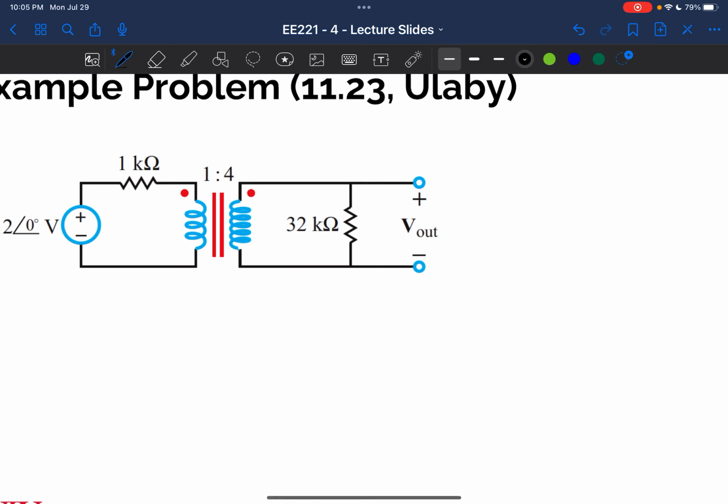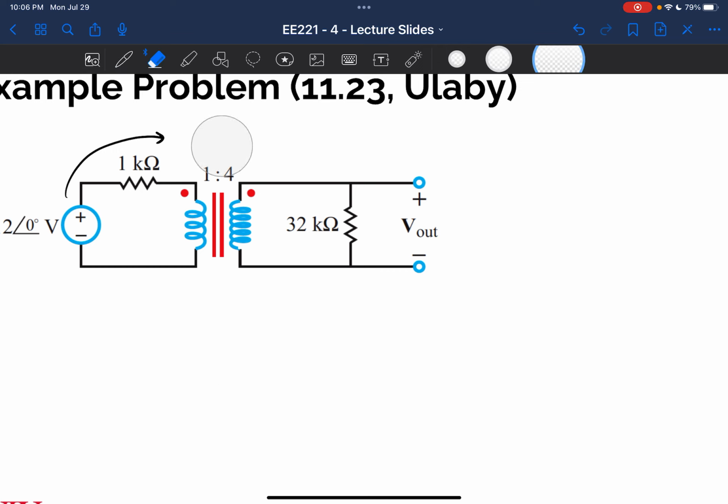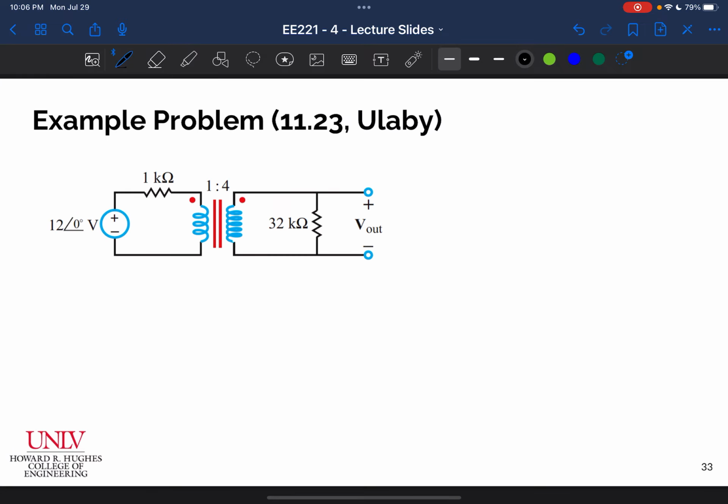So in this circuit, we're trying to solve for V out. So it would be helpful if we could transform this resistance and this voltage source over to the other side of the transformer so that we could just be left with a simple voltage divider, right? I could have my 32K here, my transformed resistance and my transformed voltage. But how in the world do I do that? That seems impossible. Well, it's not. This is actually one of the beautiful things about transformers is that you can do this.